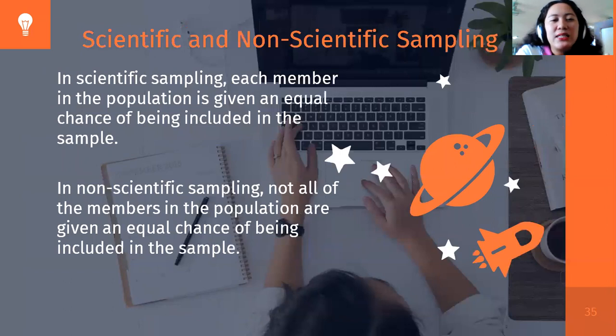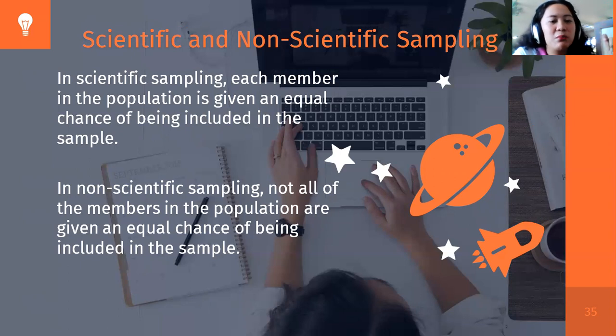So in scientific or non-scientific sampling, we will differentiate these two. In scientific sampling, each member in the population is given an equal chance of being included in the sample. So in scientific sampling, there is less bias because everyone has the chance to be involved. Everyone has the chance to be included as a sample. For example, in the entire population of the AB English students, you are not having the bias to select that person because that person will surely agree to my hypothesis or to my argument of my study.